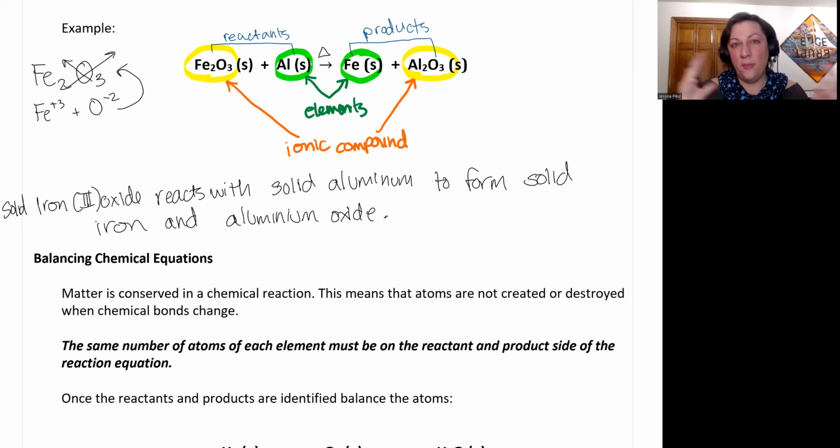We've talked about how to format a chemical equation. Now we're going to talk about how to balance it. And this really starts with this idea that in a chemical reaction, matter is conserved. That means that atoms aren't created or destroyed. Instead, just the bonds between the atoms change.